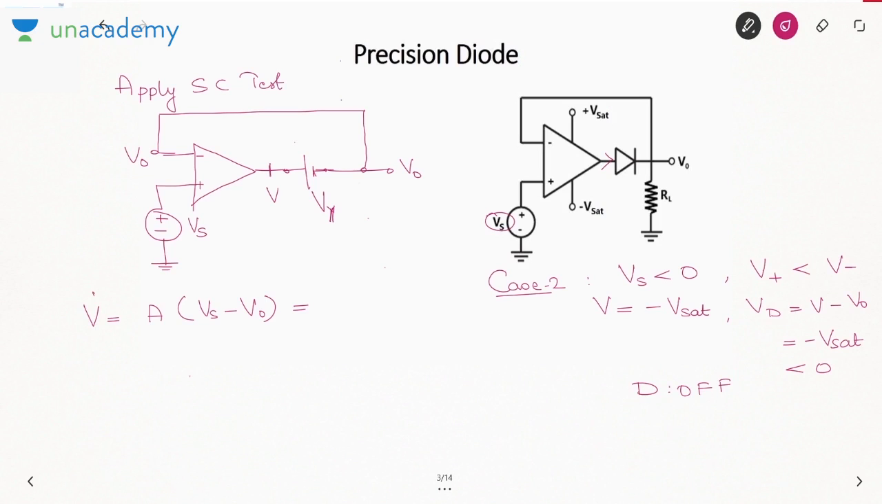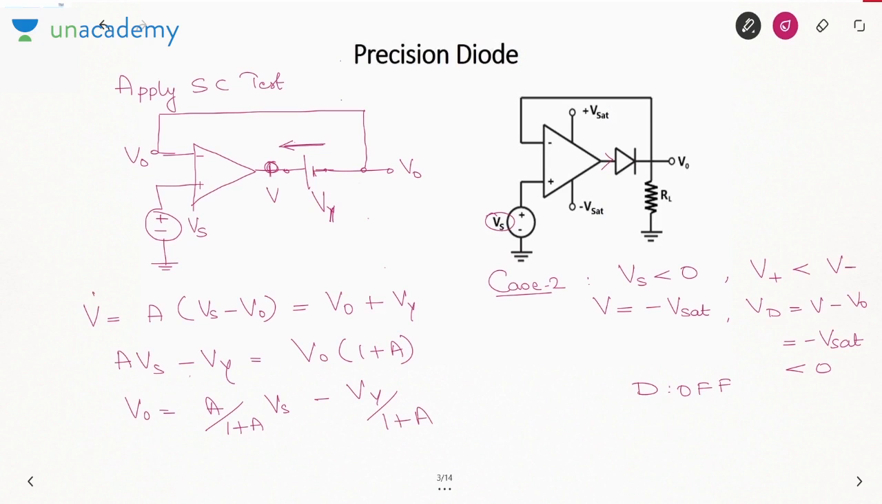Now V can also be written as V naught plus V gamma. That is, I am applying KVL. The voltage at this node is V naught plus V gamma. So A Vs minus V gamma equal to V naught times (1 plus A). So what is V naught? V naught is A over (1 plus A) times Vs, minus V gamma over (1 plus A).